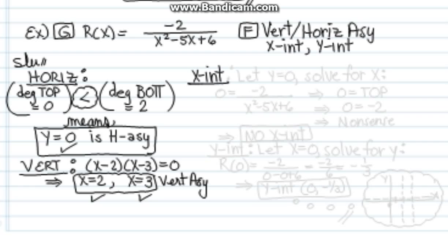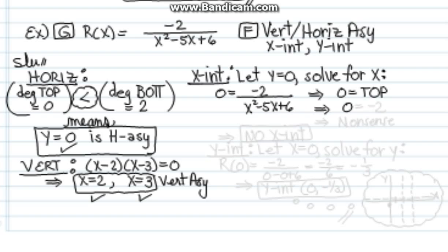Okay, now we're going to consider the x-intercept. You always find x-intercepts by letting y equals 0 and solving for x. So in that case, we're going to let r of x, which is our y value, equal 0, and have it equal to our rational function negative 2 over x squared minus 5x plus 6. Okay, so that implies that we're going to set the top equal to 0.